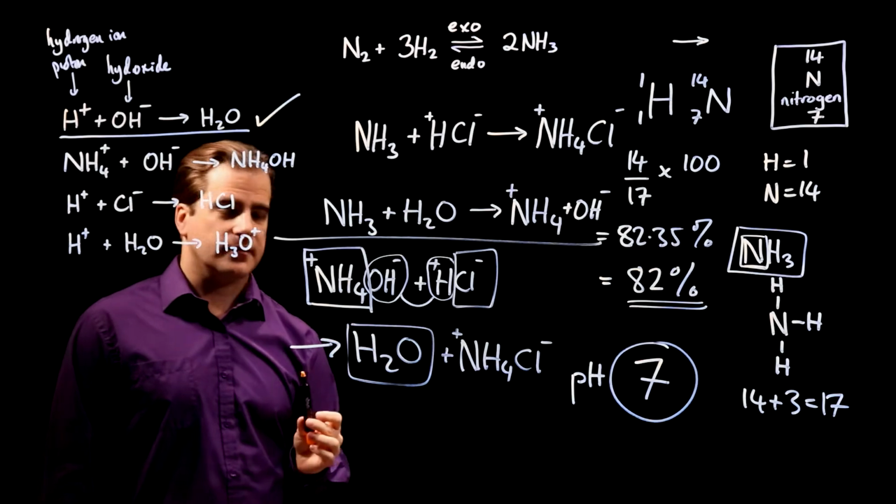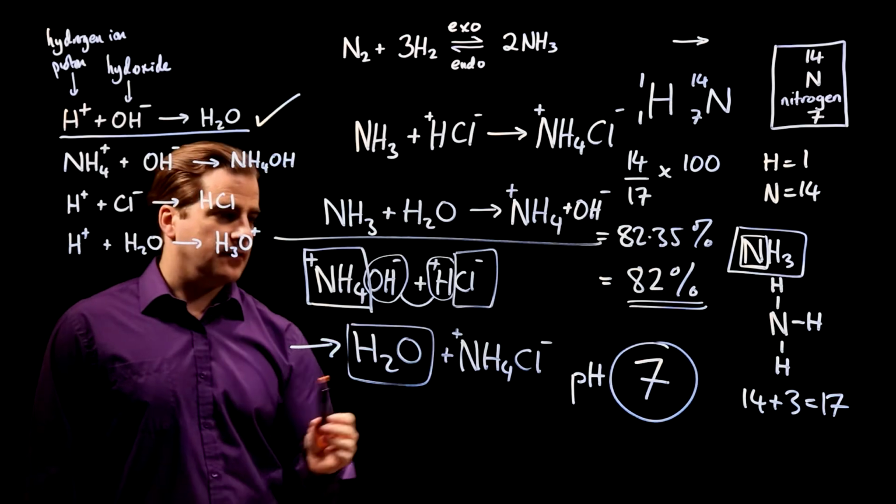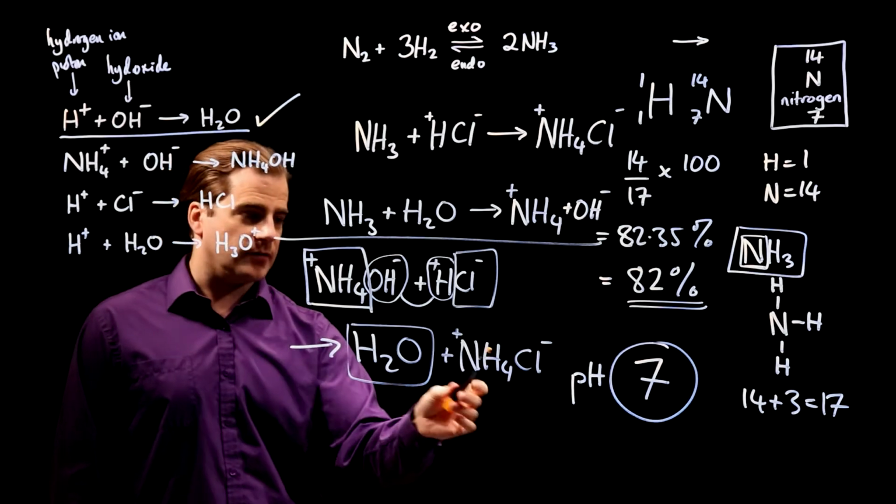Ammonium hydroxide plus hydrochloric acid makes water and the salt, which is ammonium chloride.